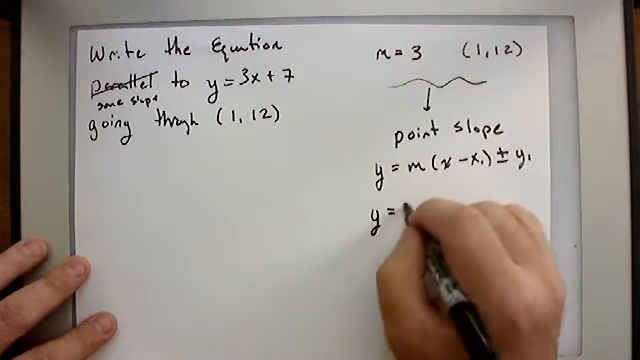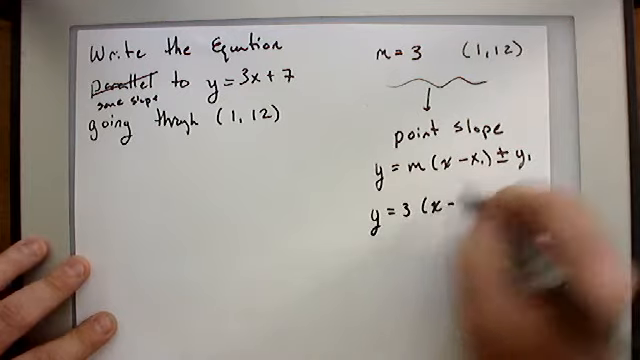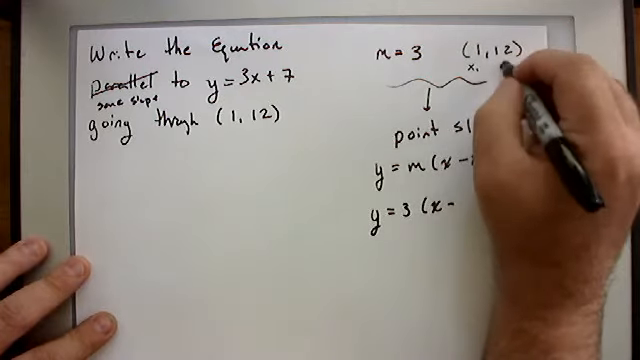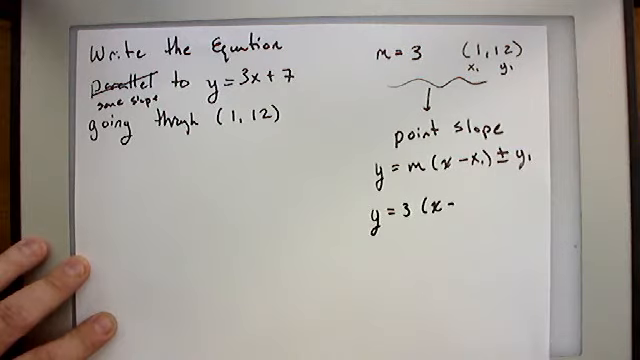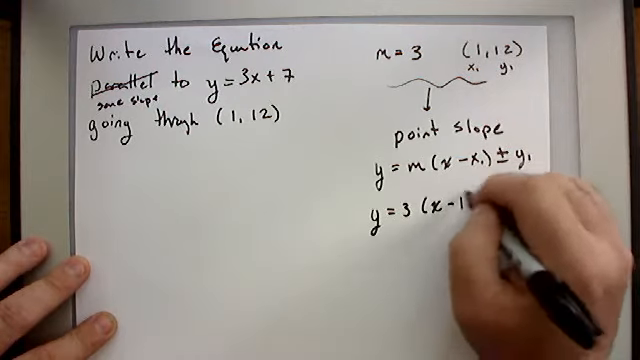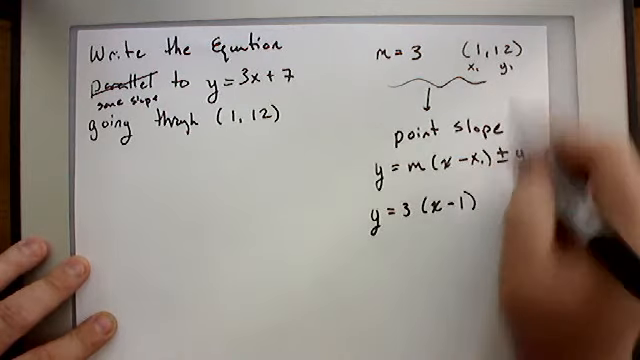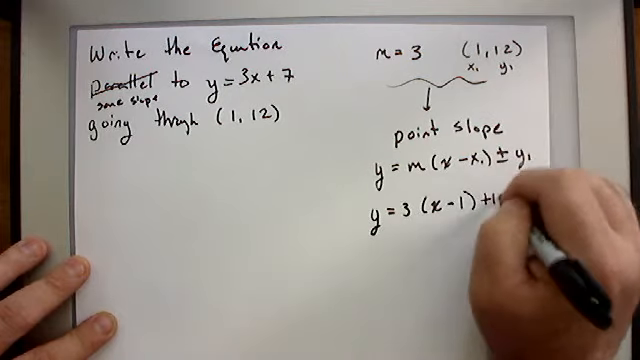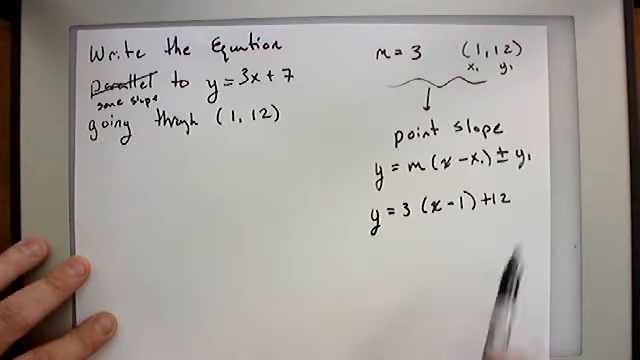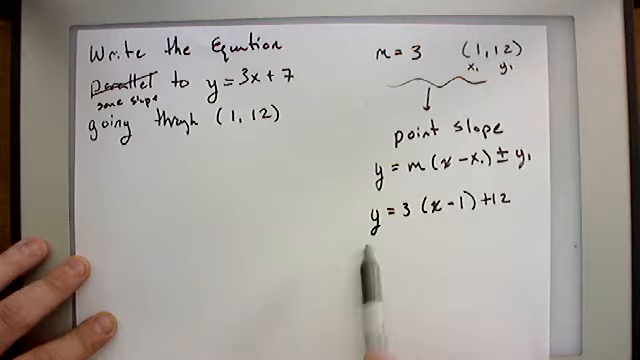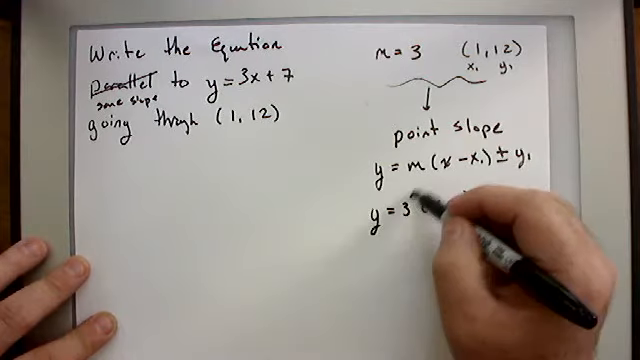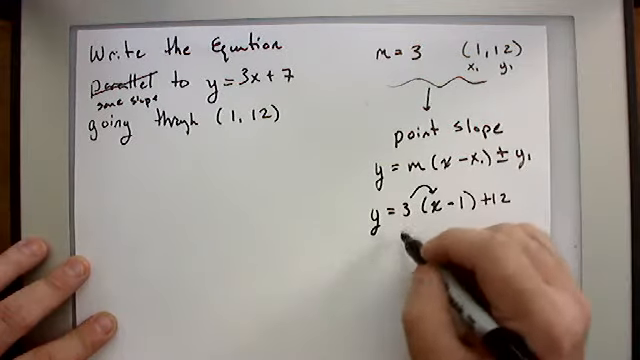So y equals 3 times x minus, again, remember the only point we have here, so that would be x1, y1. X minus x1, which is 1, plus, in this case, because it's positive, plus 12. And remember, if they told you to leave it in point slope, you're done. It just depends on the question. I will always have us go to y equals mx plus b, just go all the way.